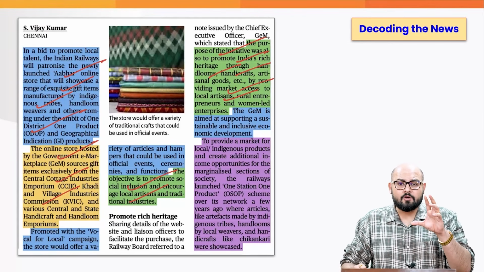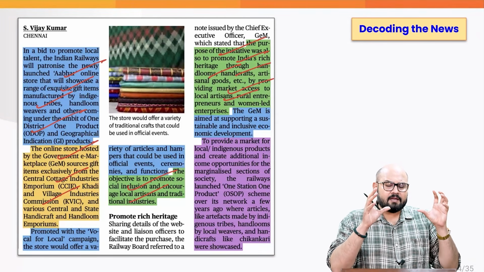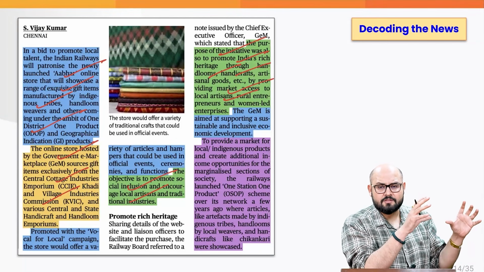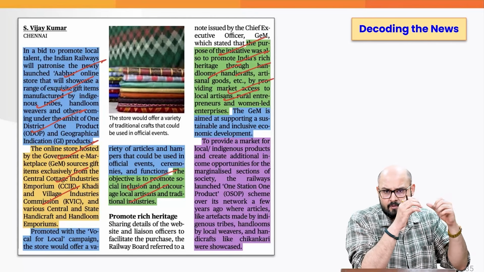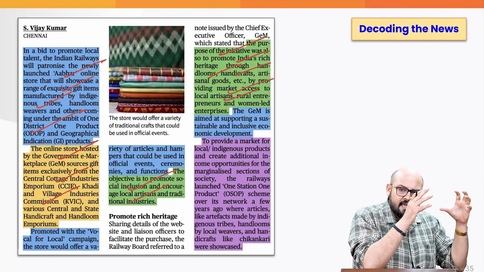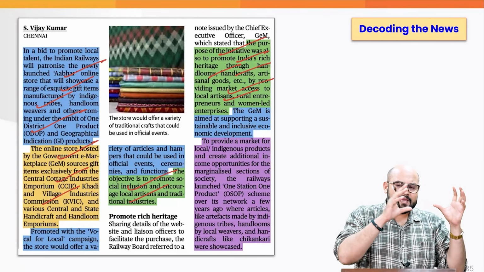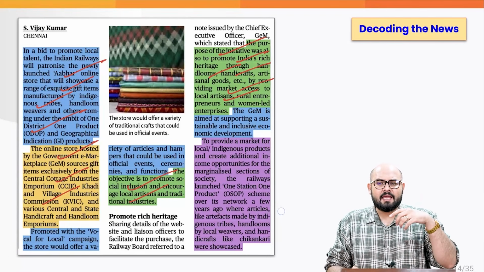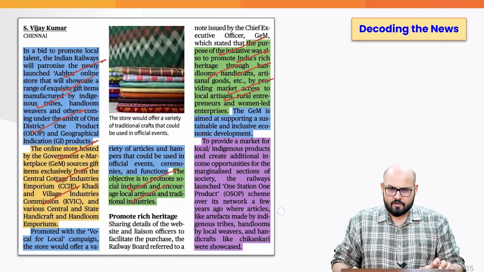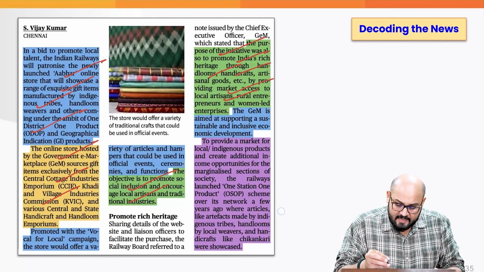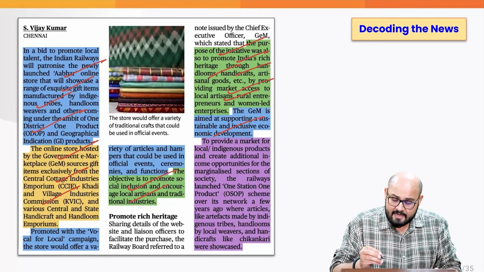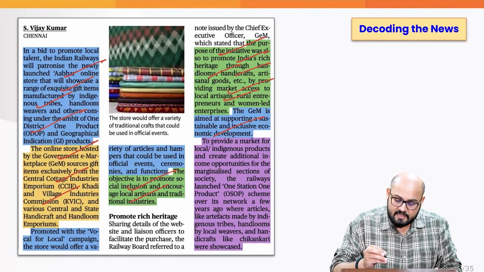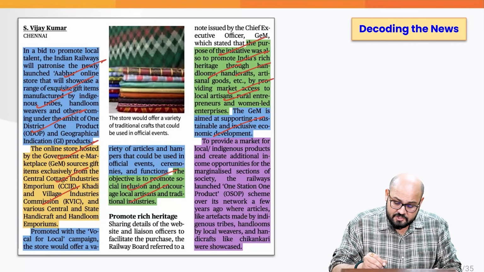So you'll have to understand, the overall objective of the government is to primarily cater to these vulnerable sections, the tribals, the women, the self-help groups led by women, so that they have market access, they get economic opportunity, and then they can have their own productive livelihood opportunities. GeM is aimed at supporting sustainable and inclusive economic development, to provide a market for local and indigenous products and create additional income opportunities for the marginalized sections of society.